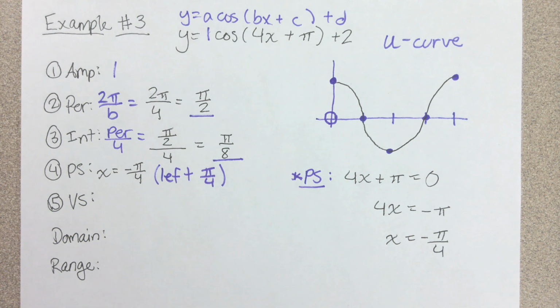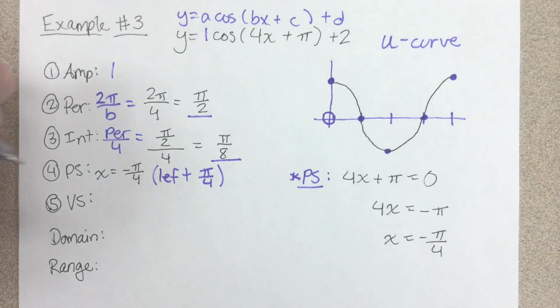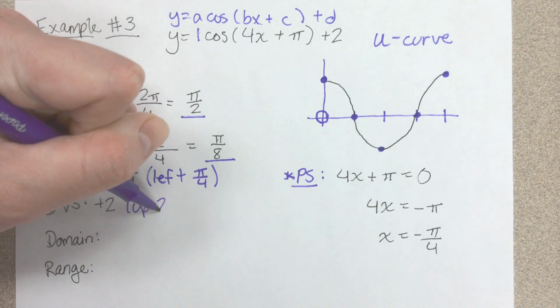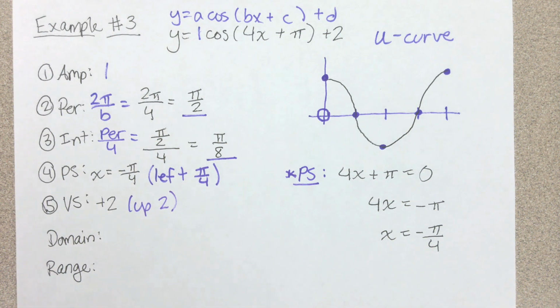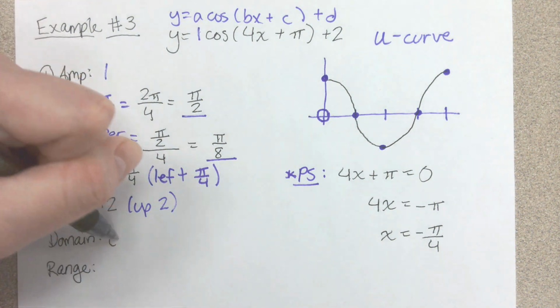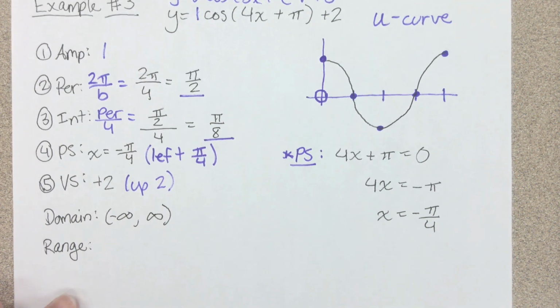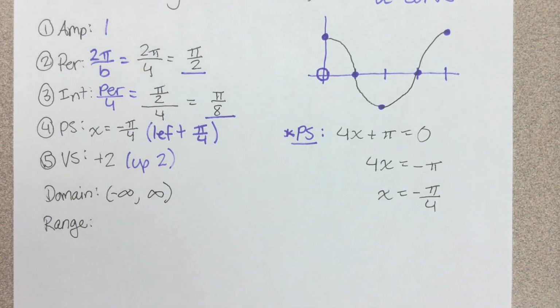Vertical shift we do have one this time. You can see it's plus 2. So that means we're going to go up 2. Domain negative to positive infinity. Any questions before we start the graph? All right, let's make a graph.